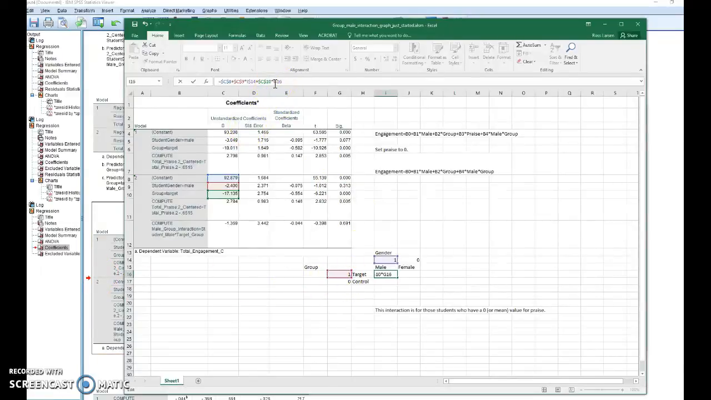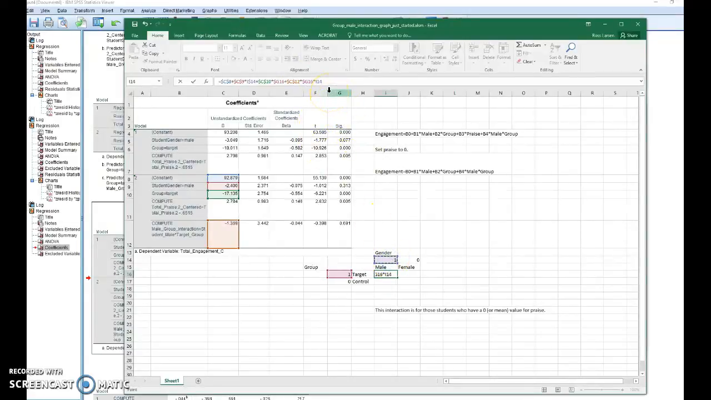So I want to hold the column constant now, instead of the row. Plus, and now I can just skip praise entirely because I've defined my interaction for those who have a mean level of praise, and that's what's commonly done. So I'll skip that beta 3 altogether and go directly to beta 4, put dollar signs around the C and the 12, and then multiply it by both the value for group, which is 1, so again, hold the column constant, not the row, times the value for gender.